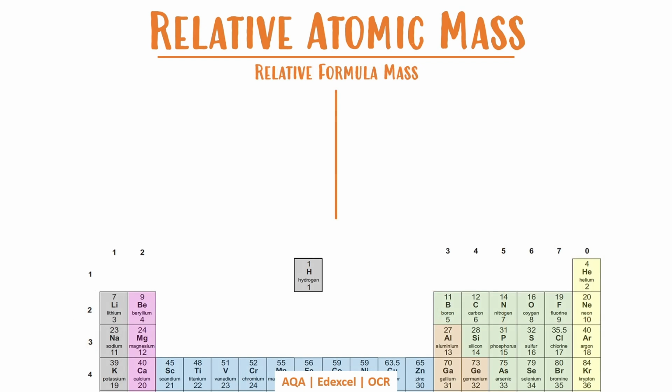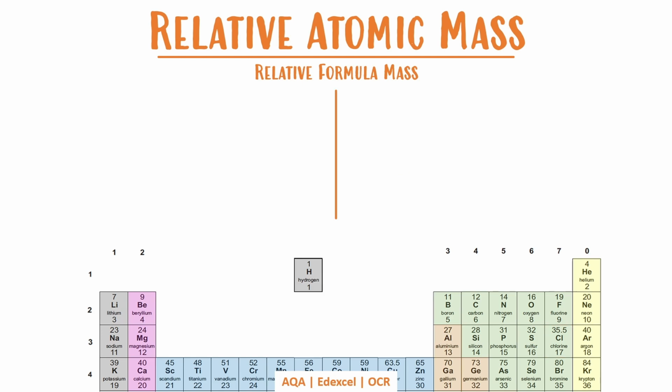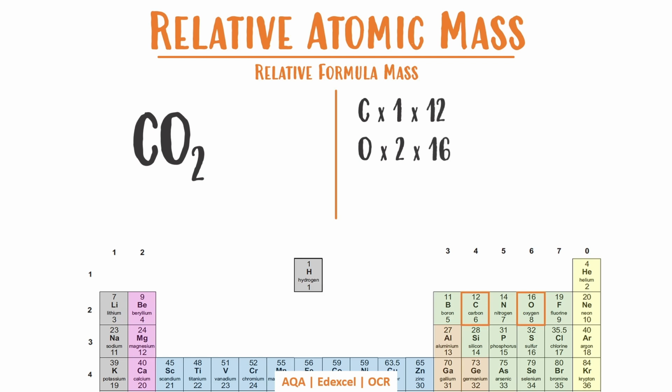Now, the next step is to work out the relative formula mass, and we're building on everything we've looked at. So we'll take that chlorine example, where we have 2 chlorines, and on the periodic table, each of those has a mass of 35.5. So the relative formula mass is going to be the sum of each individual mass, in this case 71. Our next example, we'll multiply each of those by their individual masses. So 1 multiplied by 12 and 2 multiplied by 16, giving us an MR, or relative formula mass, of 44.